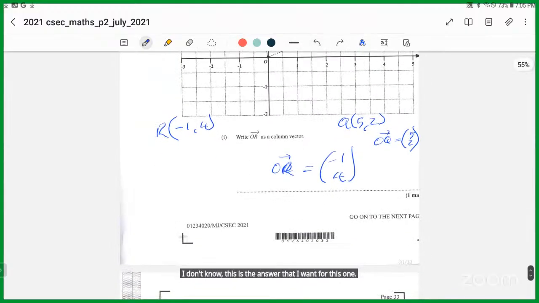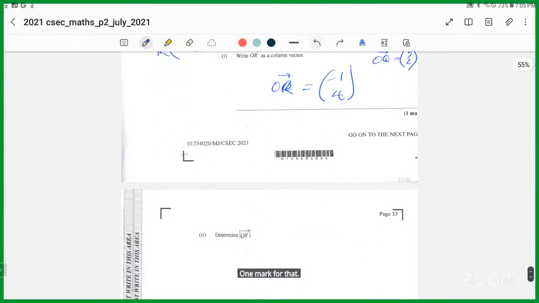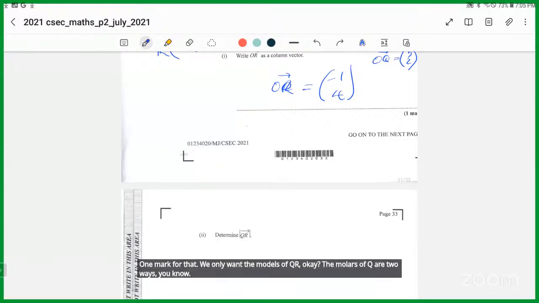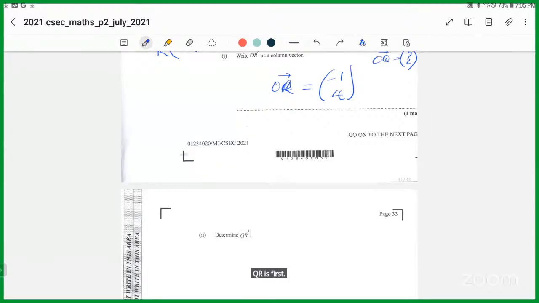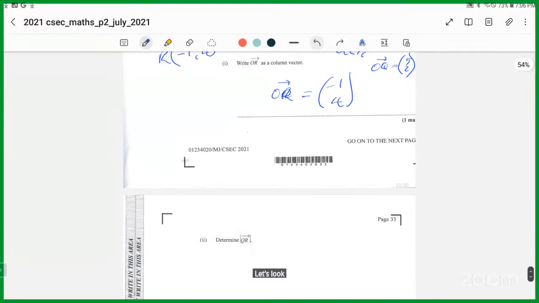1 mark for that. We only want the modulus of QR. Now we can get the modulus of QR two ways. You can work out what QR is first, and then calculate the modulus. For the length of QR, you can work it from the diagram, using Pythagoras' theorem. Just look at what vector takes you from Q to R from the diagram.